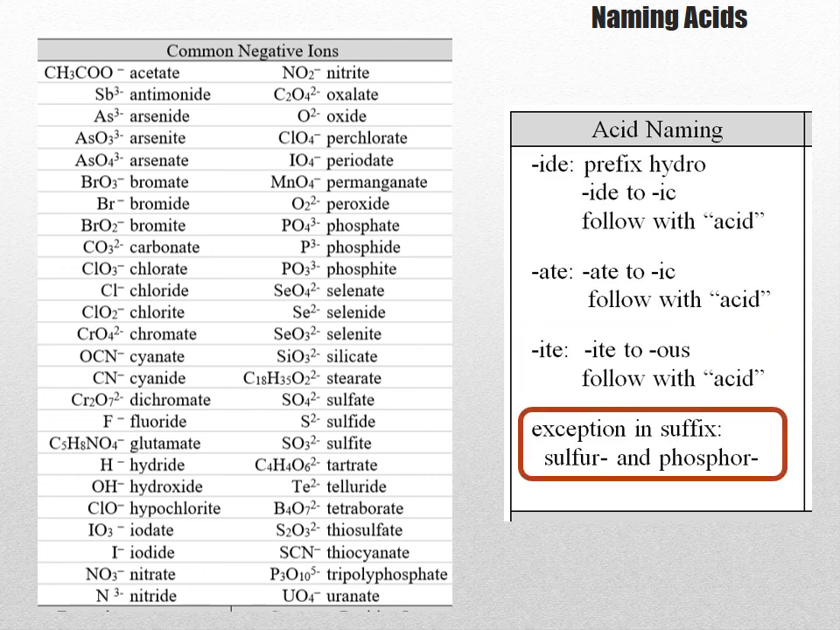We have to keep in mind there is an exception in suffix when it comes to the sulfur and the phosphor acids. That will come up later in this lesson. To remind ourselves that acids always involve H+, I would recommend writing H+ on your formula sheet next to the acid naming title.